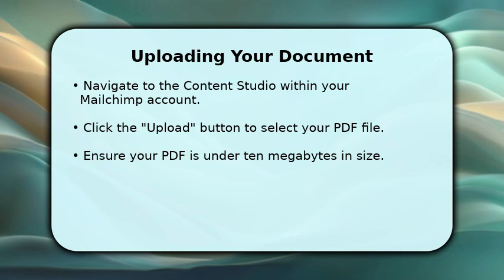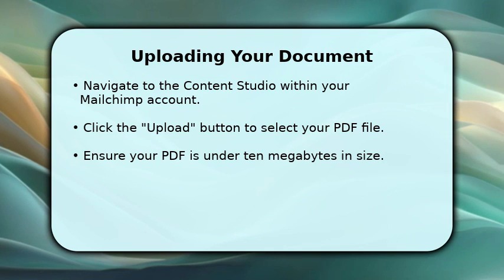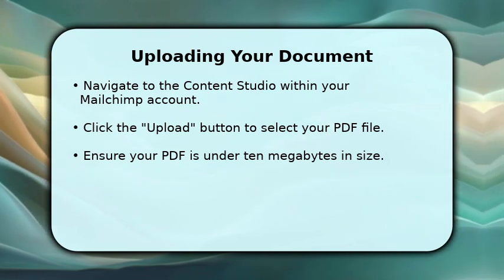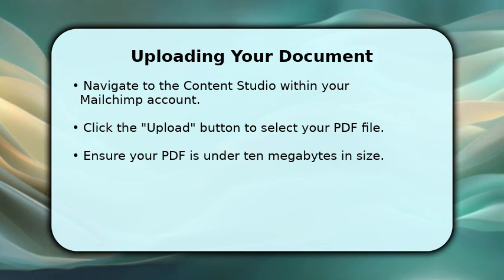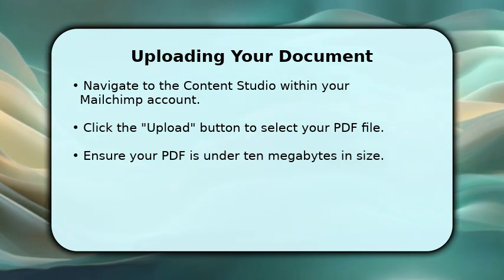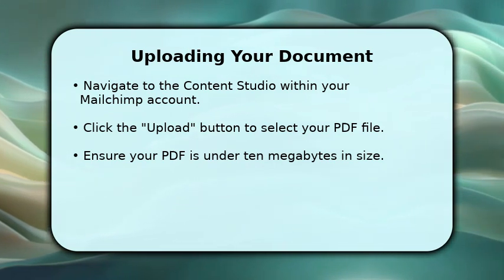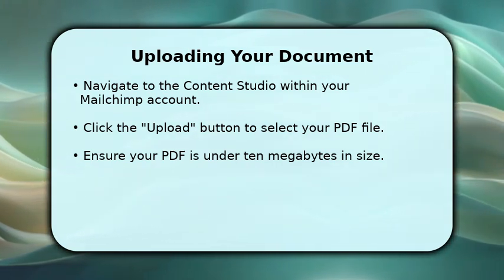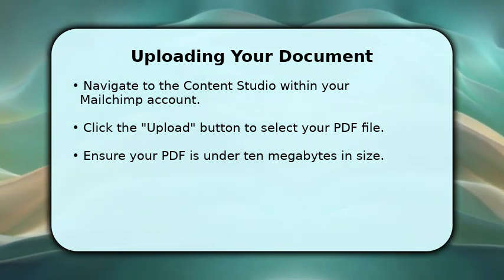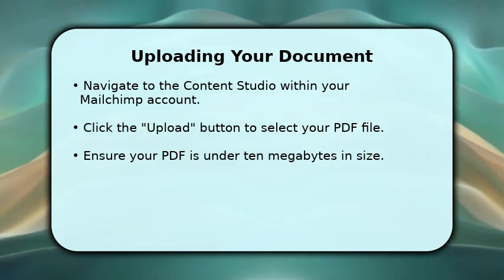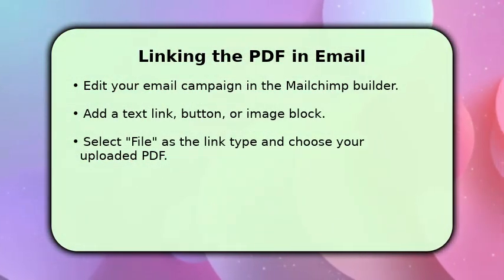To begin, log into your Mailchimp account and find the Content Studio, which is your central hub for all uploaded files. Here, you'll click the Upload button and select your PDF document from your device. It's important to remember that your PDF must be 10 megabytes or less to upload successfully. Once uploaded, Mailchimp securely hosts your file and automatically generates a unique web address for it, ready for use in your campaigns.